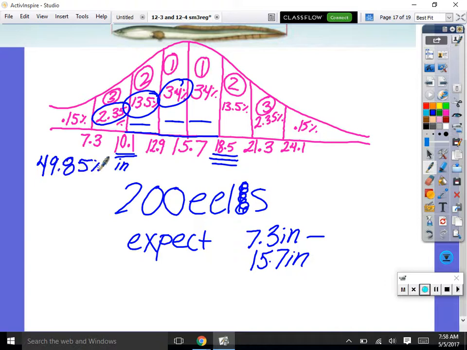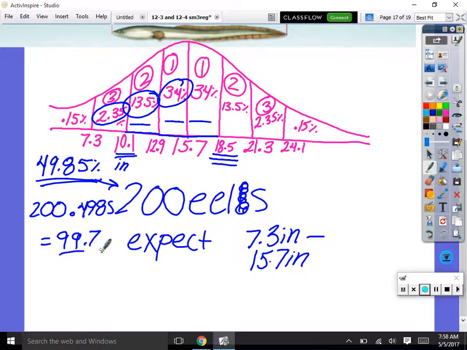49.85%. So now to actually find how many eels, you take 200 times 0.4985, that's how you find that percent of 200. So you take 200 times 0.4985. How many eels? 99.7 eels. So we would probably say, they always will use the word about, 99 eels. Like this literally would be true. So if you went and grabbed 200 eels, you literally can expect about 99 of them to be in that length if you measure them out. It's kind of cool. Okay, awesome.